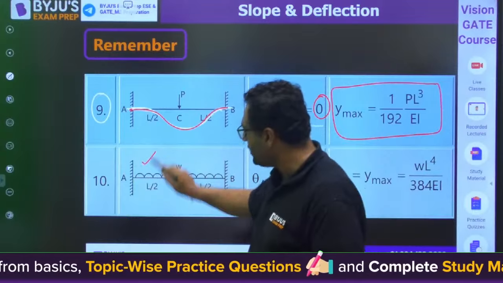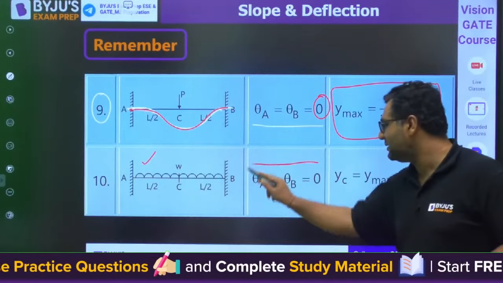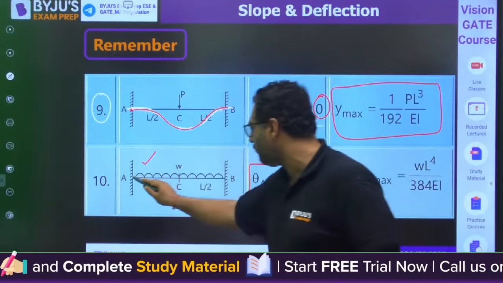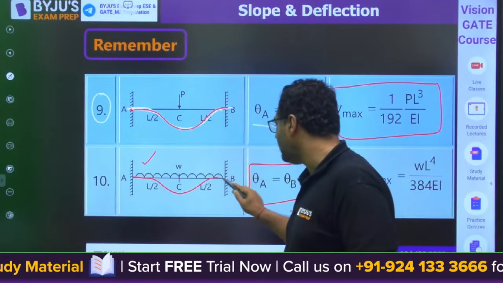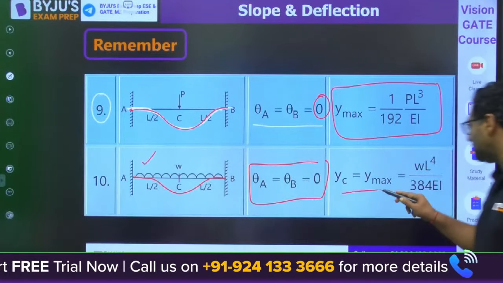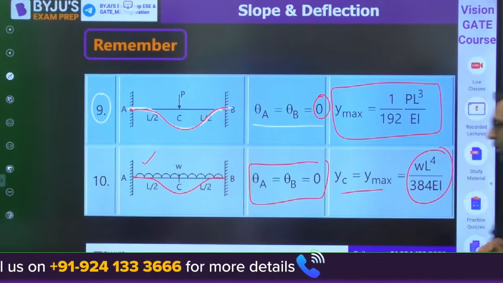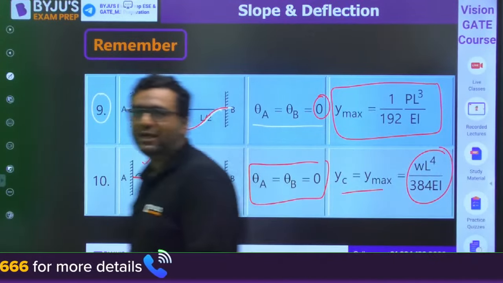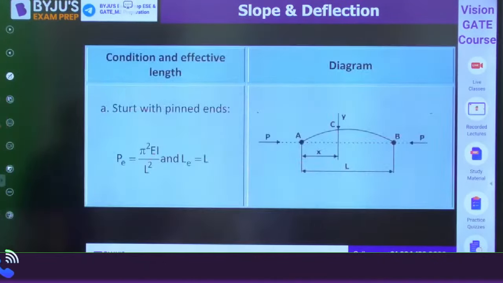If we have a fixed beam with UDL, then once again theta A, theta B are 0, because for a fixed beam, deflection is going to happen like this. And the deflection will be WL4 upon 384 EI. So these are the formulas we need to remember for the deflection chapter.